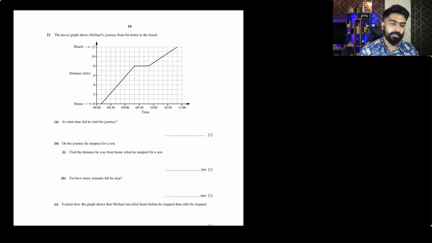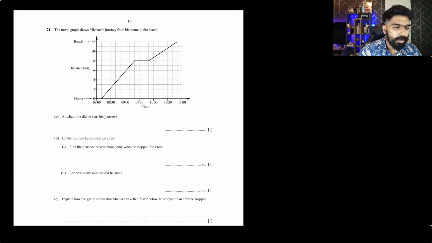Now let us go to the next one, guys. So what do we have here? The travel graph shows Michael's journey from his home to the beach. All right, so this is the beach, this is home, so right here.